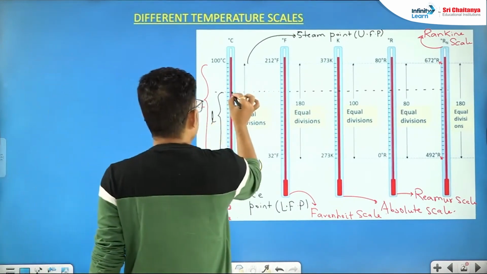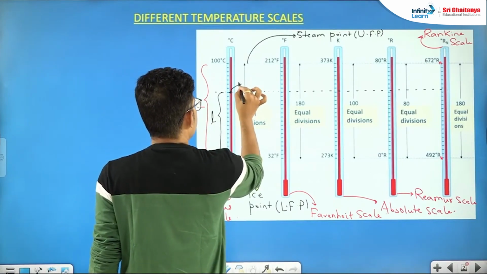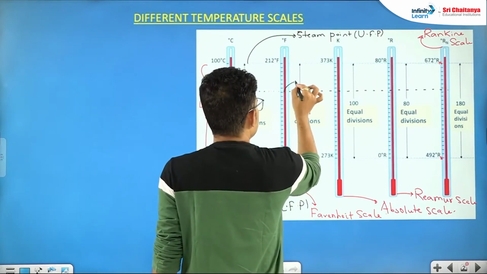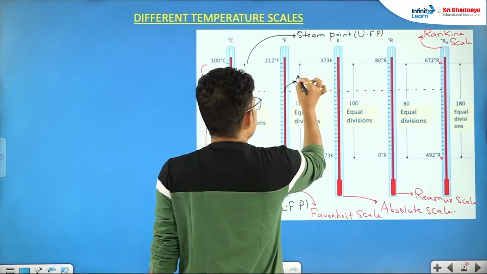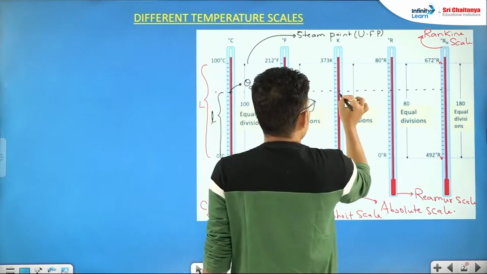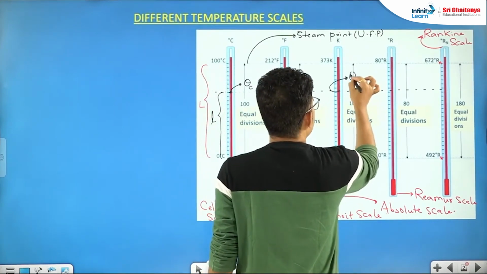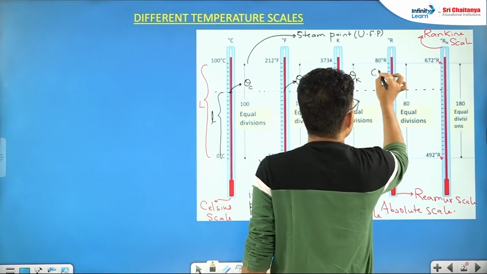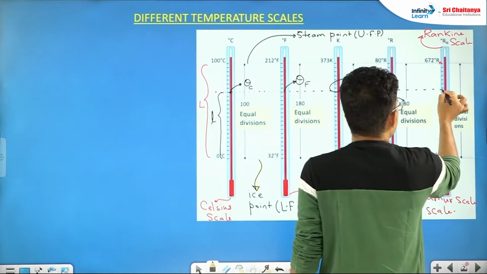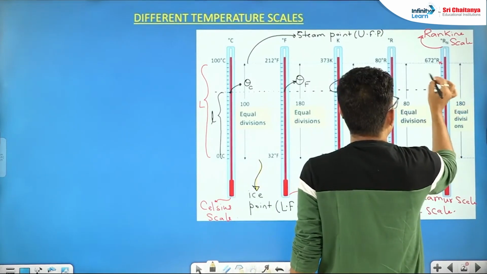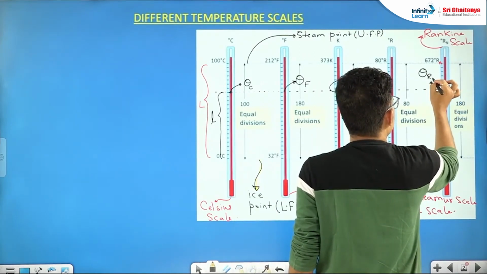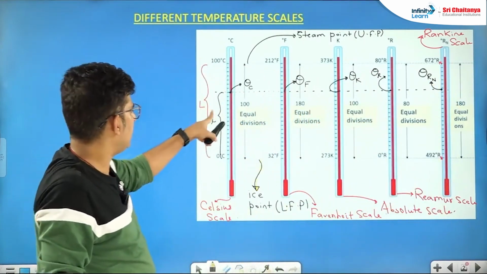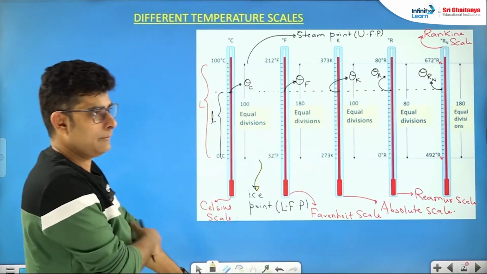Now in Celsius, let's call this temperature as theta C. This particular temperature in Fahrenheit will be theta F. In Kelvin, this particular temperature will be theta K. In Reaumur scale, let's take this temperature as theta R. And in Rankine scale, this particular temperature we are taking as theta Rn. So you can see a particular small length l corresponds to these temperatures in different scales.